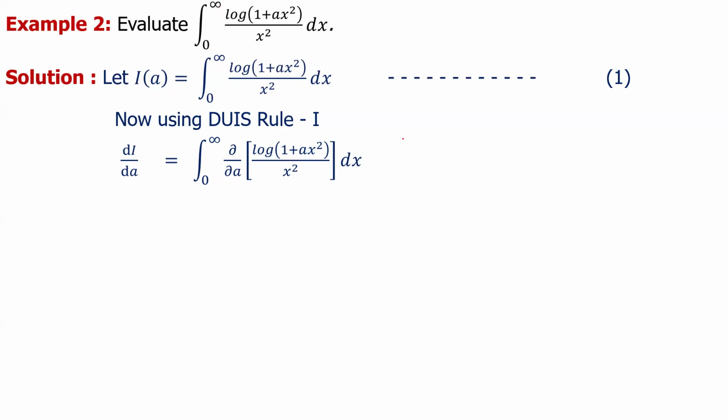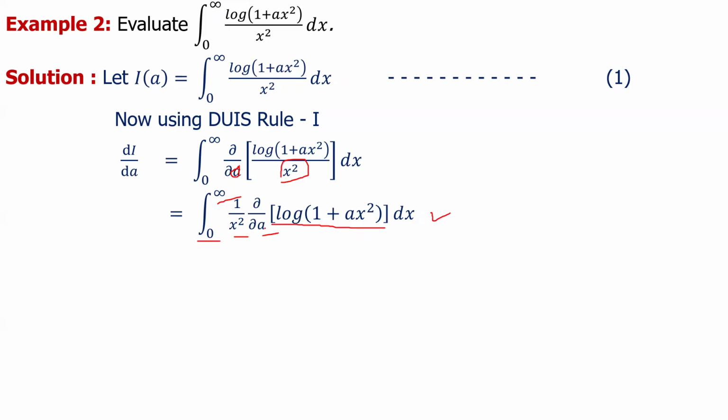Now if you want to differentiate log(1 + ax²)/x² with respect to a, x² is constant, so we can take it outside. So this is given by the integration of 1/x² times the partial derivative of log(1 + ax²) with respect to a, under the limit 0 to infinity, and whole with respect to x.